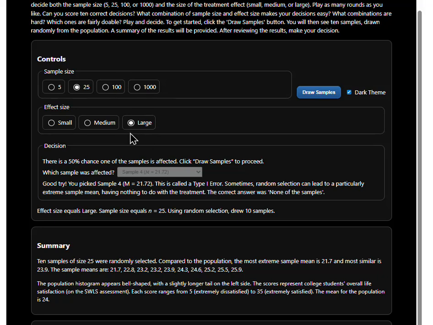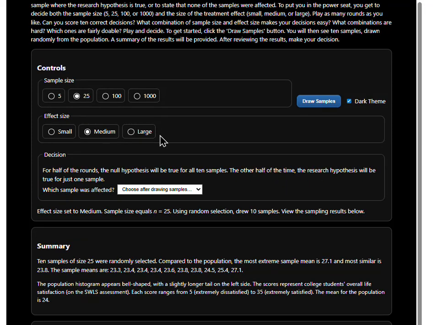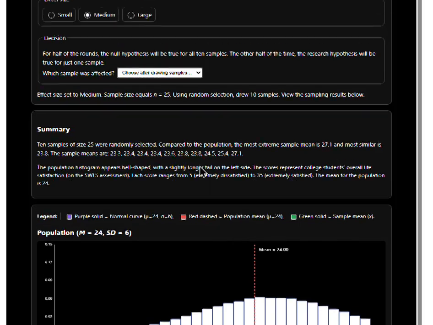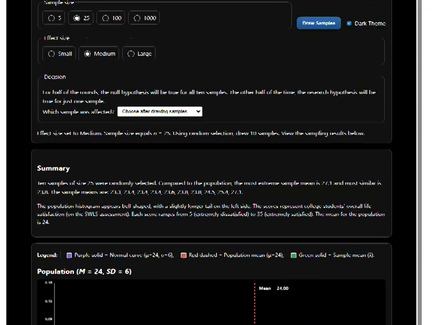Now, let's take the challenge level up a bit more. We'll stay with a sample size of 25, but now we're going to say the effects aren't quite as big. It's a medium-sized effect. So a medium-sized effect, if you're thinking of a standard deviation, in this case, our standard deviation is 6. Medium-sized effect means that the treatment would add plus or minus 3. So it could add plus 3 to it, could add minus 3. It's about half a standard deviation of an impact. So let's go ahead and we'll draw the sample now.